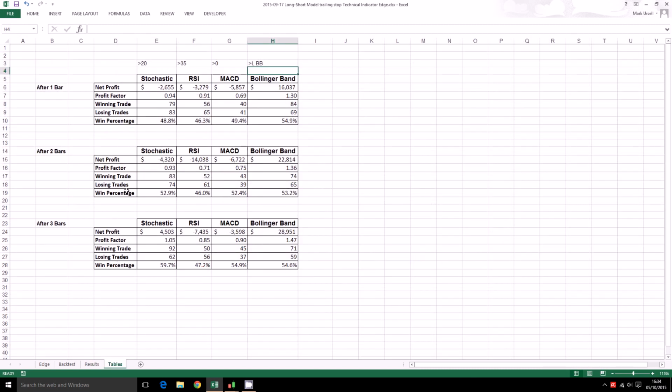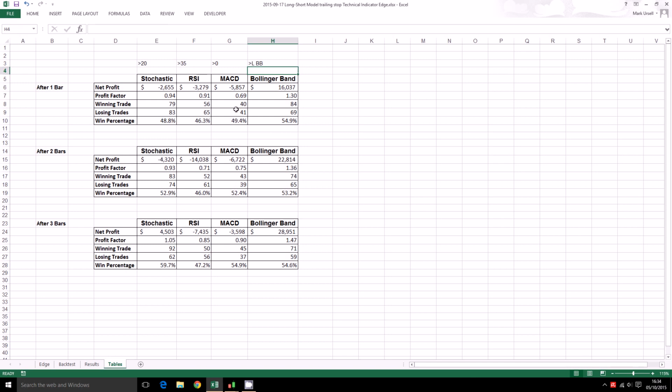So if I go back to the tables here, we can see that the RSI doesn't really perform at all under this test after 1, 2, and 3 days. I've not looked any further. Maybe it will be improved more after 3 days. But in fact, we're showing a relatively significant loss and a win percentage that is actually worse than even a random entry would suggest.